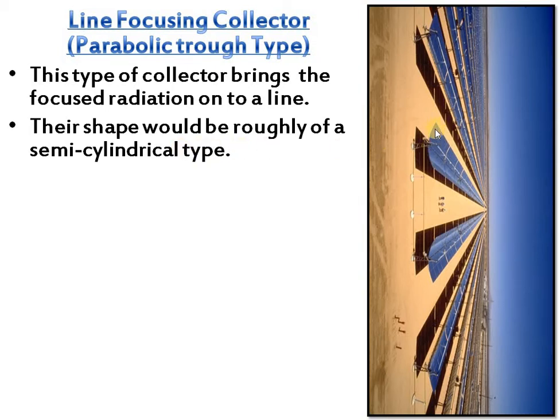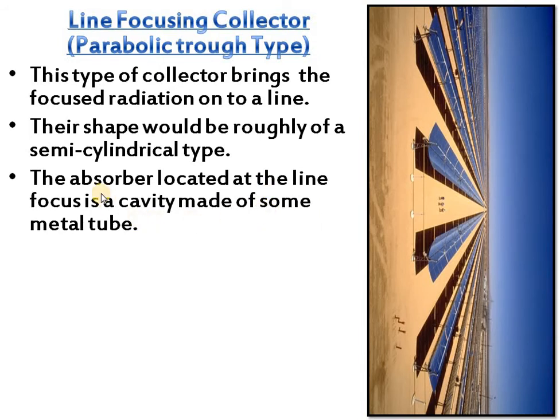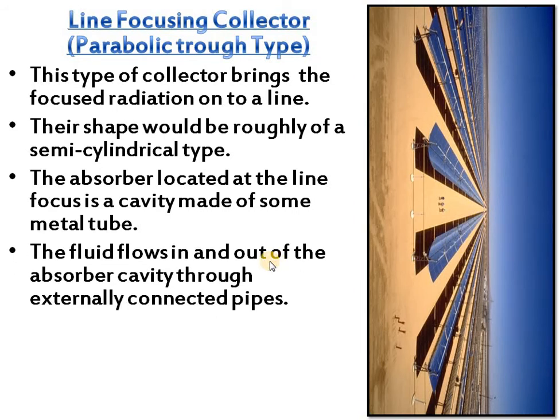You cannot say semi-cylindrical or partially cylindrical; you can say a curved surface, but it is linear. You cannot compare it with a headlamp or a torch, because it is linear in shape. The absorber is located at the line focus in a cavity. Cavity means a hollow pipe is there. That is called a cavity, and fluid flows in and out of the absorber cavity through externally connected pipes.